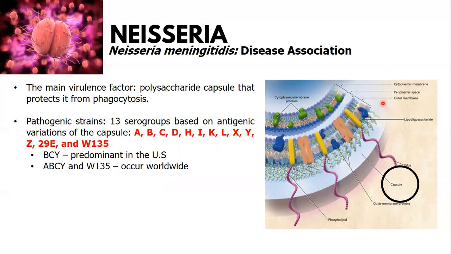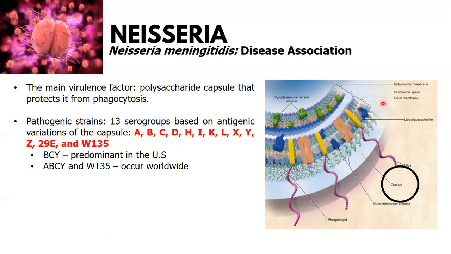The capsules of Neisseria meningitidis vary antigenically, and because of these antigenic variations, there are 13 serogroups identified. We have serogroups A, B, C, D, H, I, K, L, X, Y, Z, 29E, and W135.